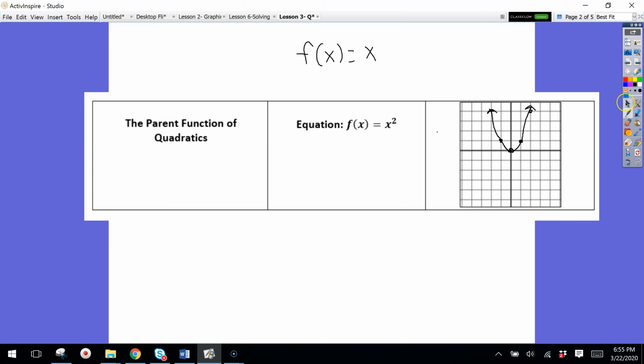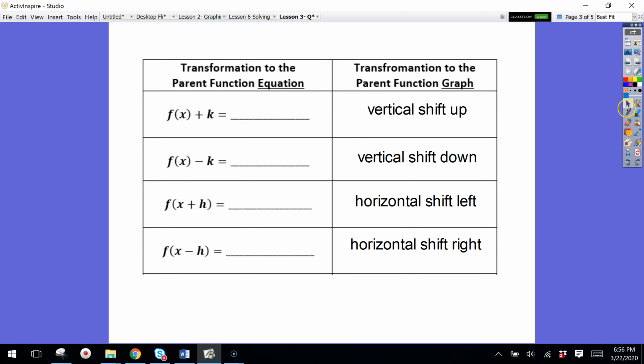So if we notice, the vertex is the origin, 0, 0. The line of symmetry is the y-axis. Those are very important key features. Now, what we're going to do is make it into different quadratics by doing certain transformations to it. The first transformation that we can do is take the function and add a value k to it.